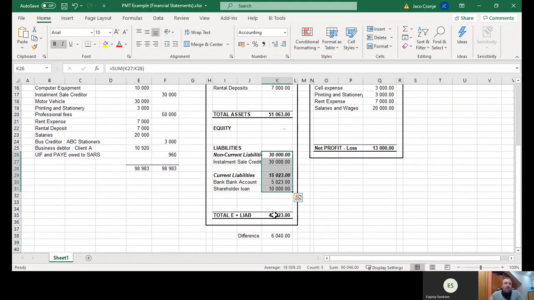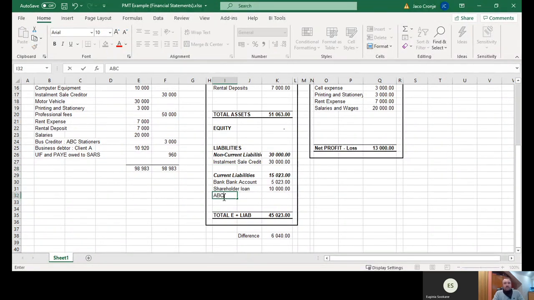Now, your stationery supplier, if your terms were that you only have to pay them next year for the stationery that they deliver, then it would be fine to classify them as a non-current liability. But in this case, this is a current liability because most likely I will have to pay this in the next month.